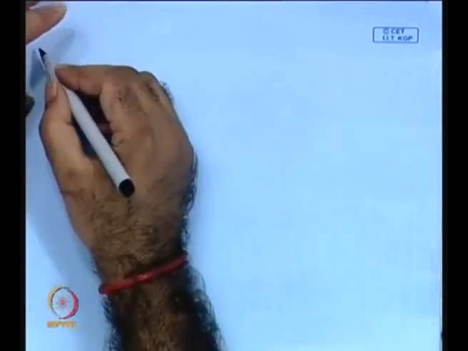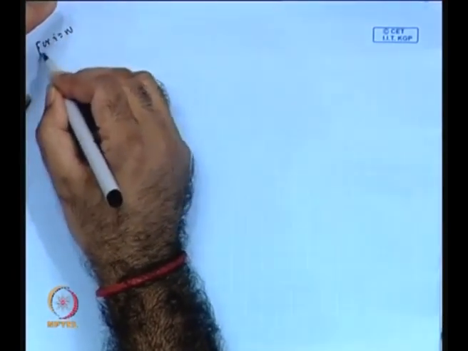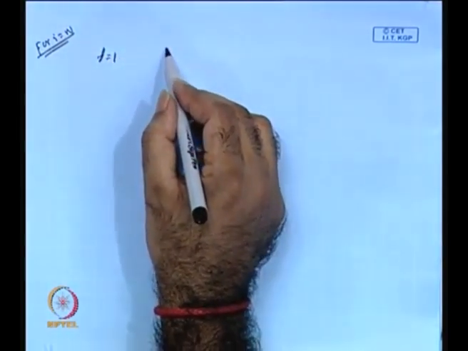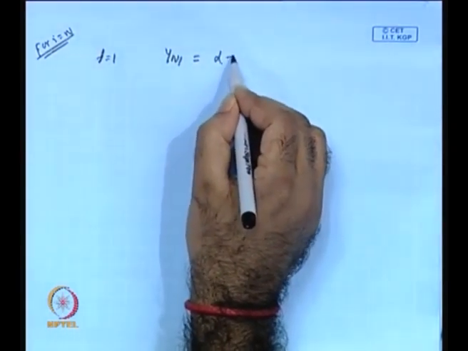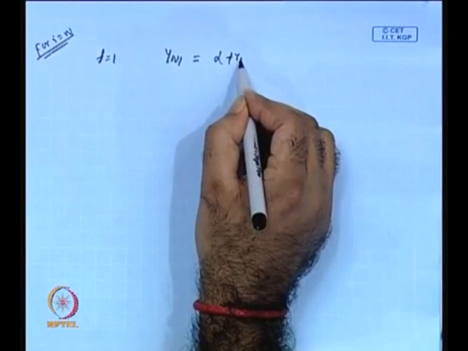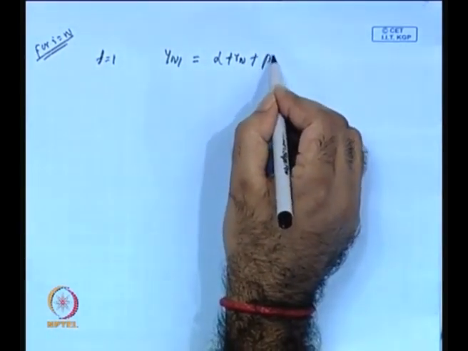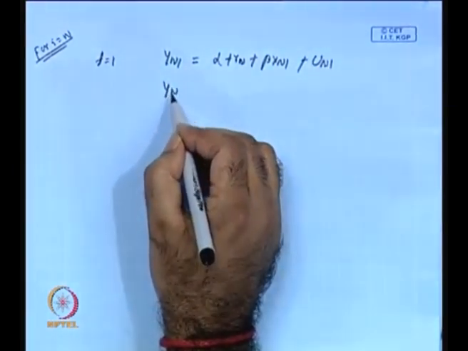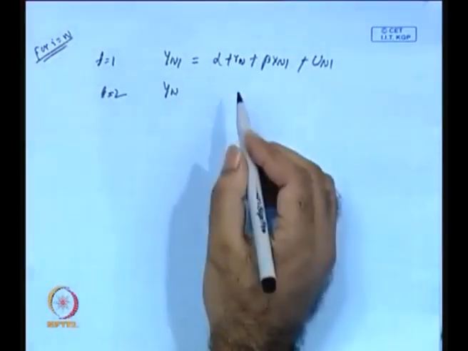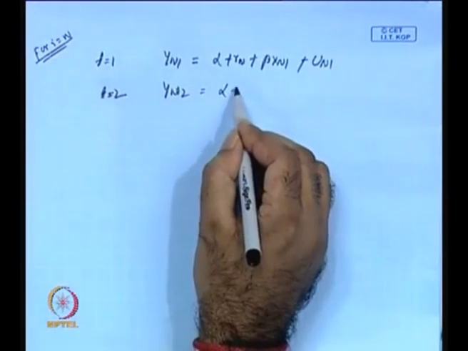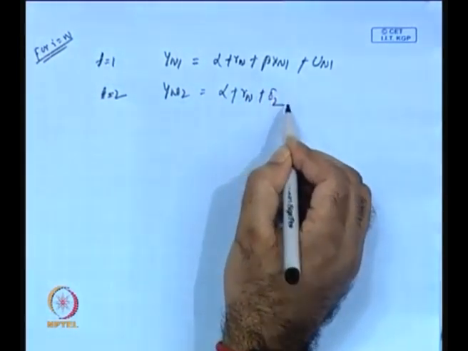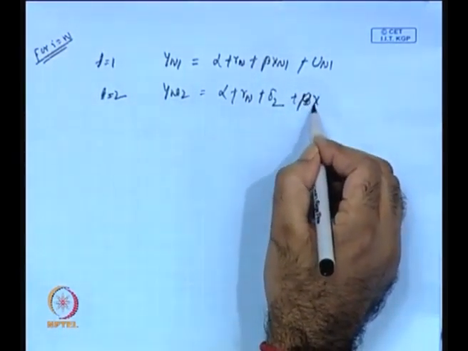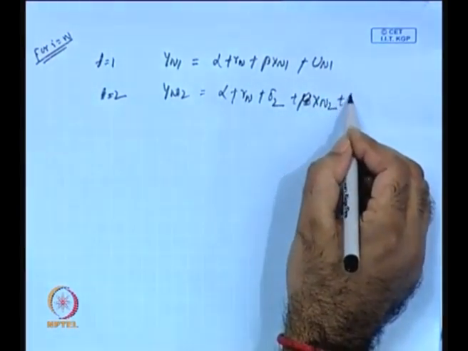Then similarly it will continue. For i equal to n, when t equals 1, y_n1 equals alpha plus gamma_n plus beta x_n1 plus u_n1. Similarly y_n2, when t equals 2 for i equal to n, equals alpha plus gamma_n plus delta_2 plus beta x_n2 plus u_n2.